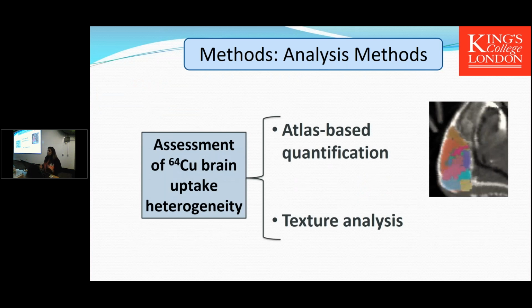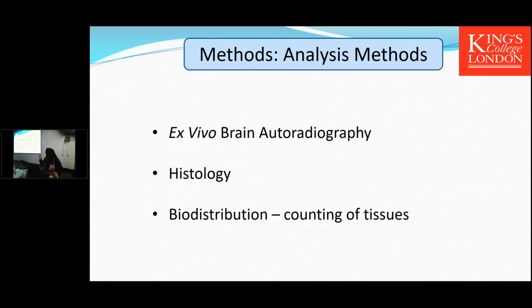For the ROI analysis, we looked at the brain atlas quantification using VivaQuant, and we also looked at texture analysis. We also did some other analysis methods, such as ex vivo brain autoradiography, some histology, and some biodistribution.